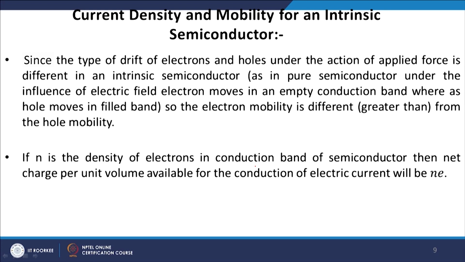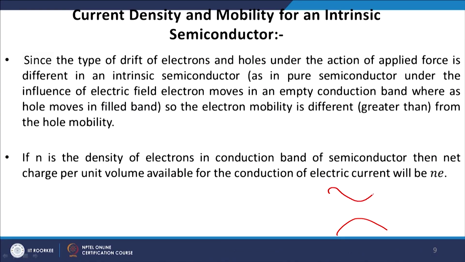So, what we are saying here is that for a pure or intrinsic semiconductor, under the influence of an electric field, the electron moves in an empty conduction band. So, if this is your valence band and this is your conduction band, the electron moves from the valence band to the conduction band and a vacancy is created here, that is the hole, and that is the electron. Now, the conduction band is usually empty and the valence band is filled. So, the electron is moving in a rather emptier band, whereas the hole is moving in a filled band. So, that is why the mobility of the electron is usually higher than the mobility of the hole.